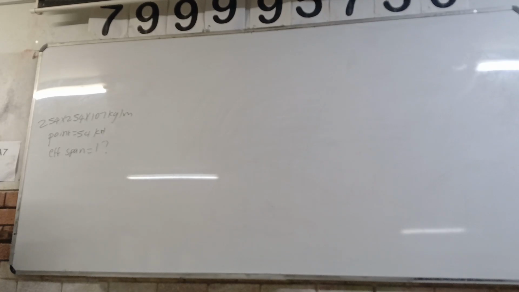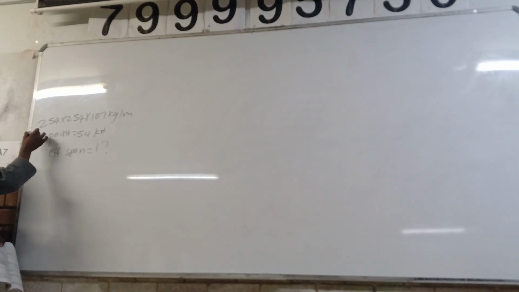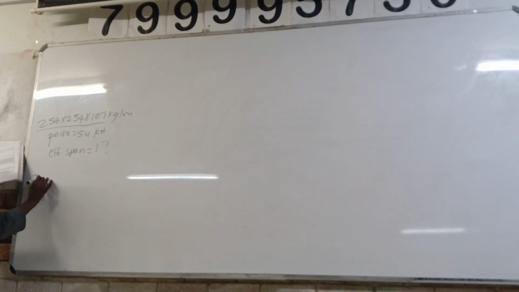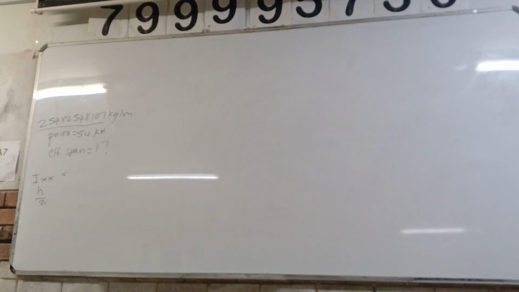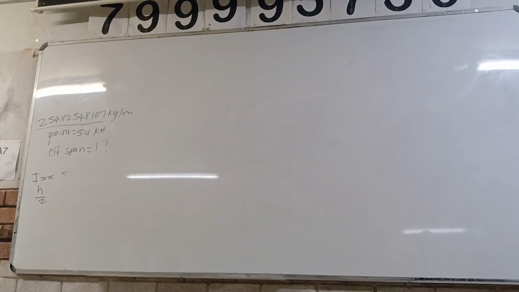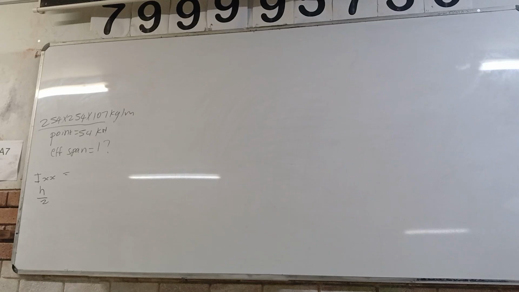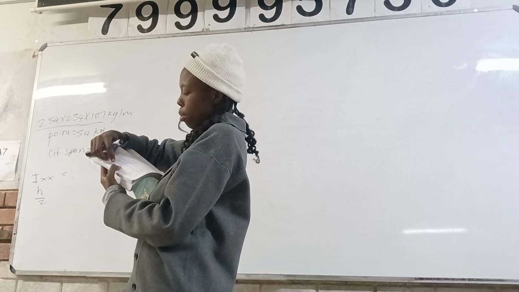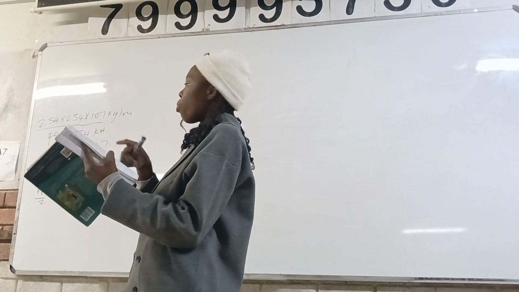We need to go to the back of the book, the table for 254 by 254 by 107. We need IXX and H divided by 2. Let's look for that size. On page 300, we look for the size, 254 by 254 by 107. So we look for the IXX. What is our IXX?